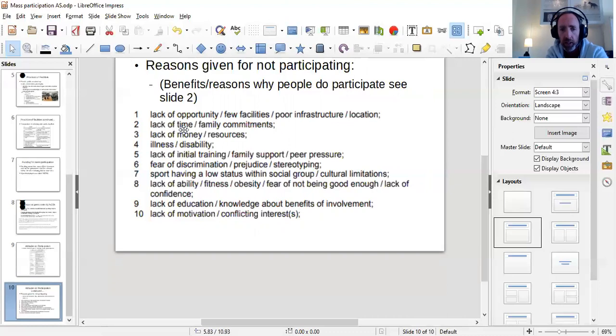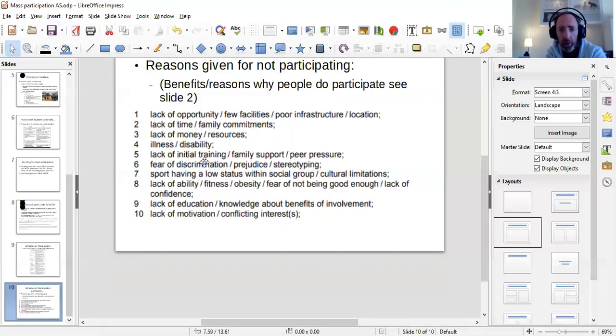People don't participate because of a lack of time, family commitments. We can look at females here as well, with young mothers who devote family time to rearing children, who might find that their time for participating in activity is reduced. Lack of money, linked with income, disposable income, or the resources. Illness and disability, put injury in there as well. That has been mentioned before.